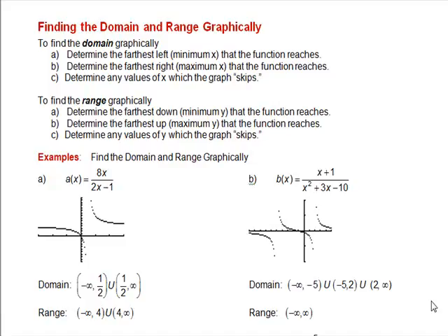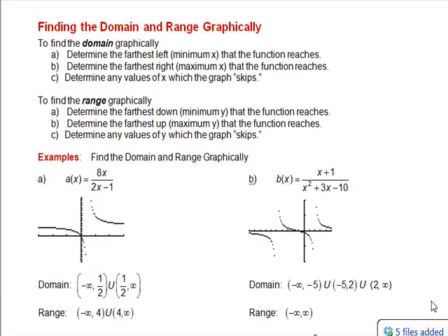There will be times when we want to find the domain and range graphically. The way we do this is using the following set of steps. To find the domain graphically, we take a look at the graph and determine the farthest left, or in other words, the minimum x that the function reaches. Then we determine the farthest right, or the maximum x that the function reaches.